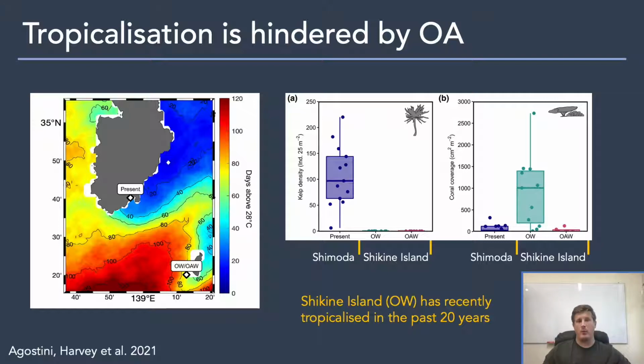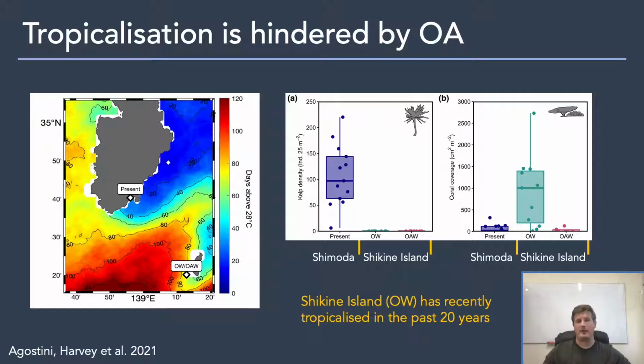Now, within Shimoda, therefore, we have a more traditional temperate community, as would be expected from our latitude. And so it means that it's dominated by a kelp forest, whereas within Shikine, all of the kelp actually died off about 20 plus years ago due to the warming conditions.